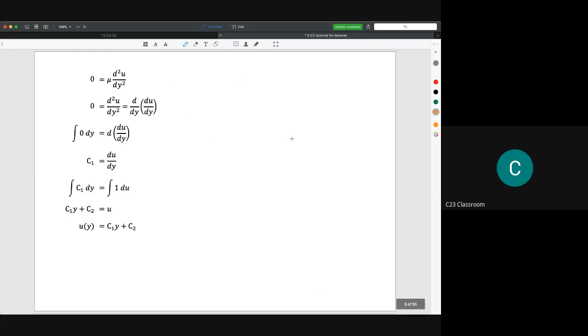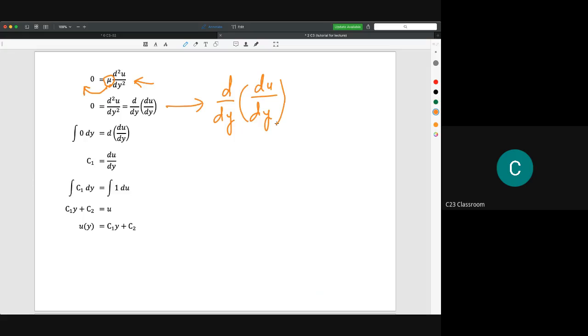I think I already showed you a double derivative like this. So you need to integrate it. First, we can send the value of mu to the left hand side, and it becomes d squared u over dy squared is equal to 0. The meaning of d squared u is that you write it like this: d over dy of du over dy.